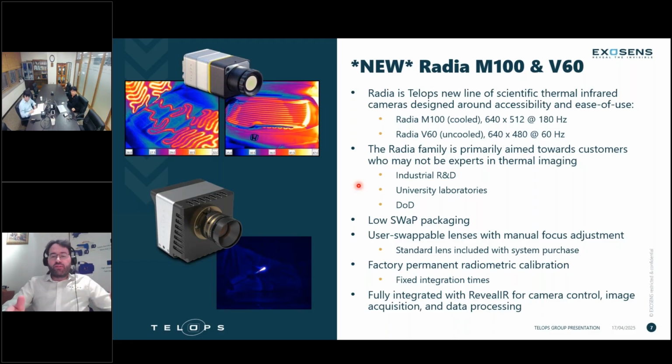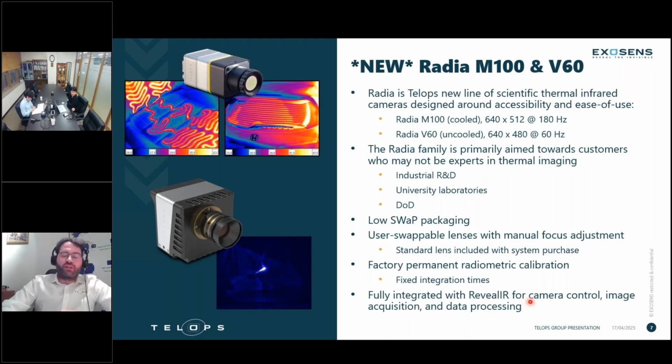Both of these are entry-level cameras, so we're talking about a budget level that's an order of magnitude lower than those other higher-end systems. And not only that, but they're much smaller than those bigger higher-end cameras. So that low swap packaging is great for integration into various systems or tightly packed labs where you have just a small area where you can install the camera. Both of these have a user swappable lens option like all the other cameras, and they all come with permanent radiometric calibration, which is really essential when you have variations in your scene. You allow that flexibility in that measurement of your scene.